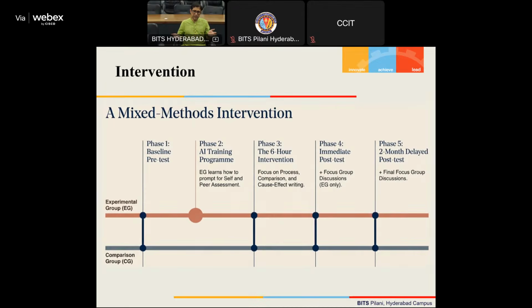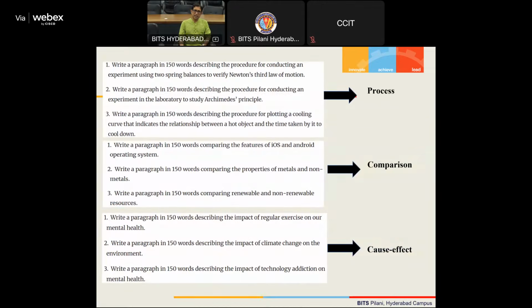So that's how I collected data for the study. And these were the kinds of questions they were given, and they responded to them in writing. These are very basic science and engineering questions that students can easily respond to.